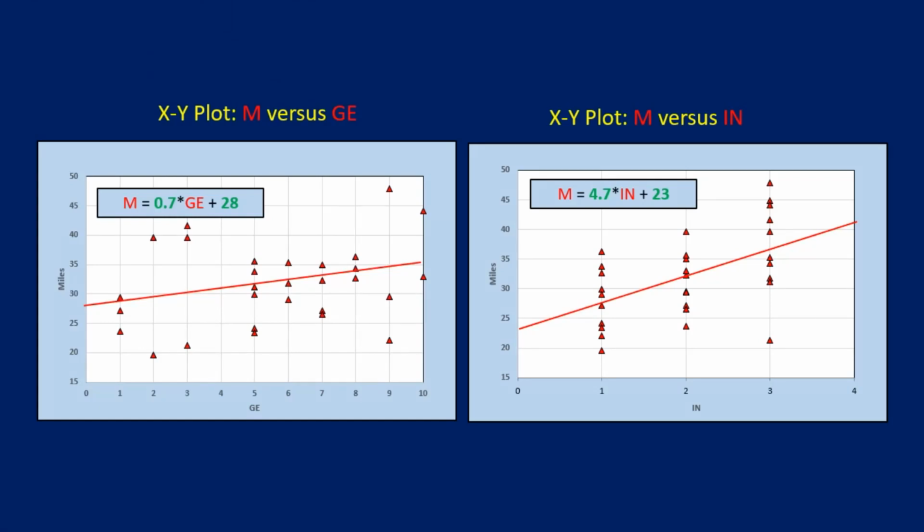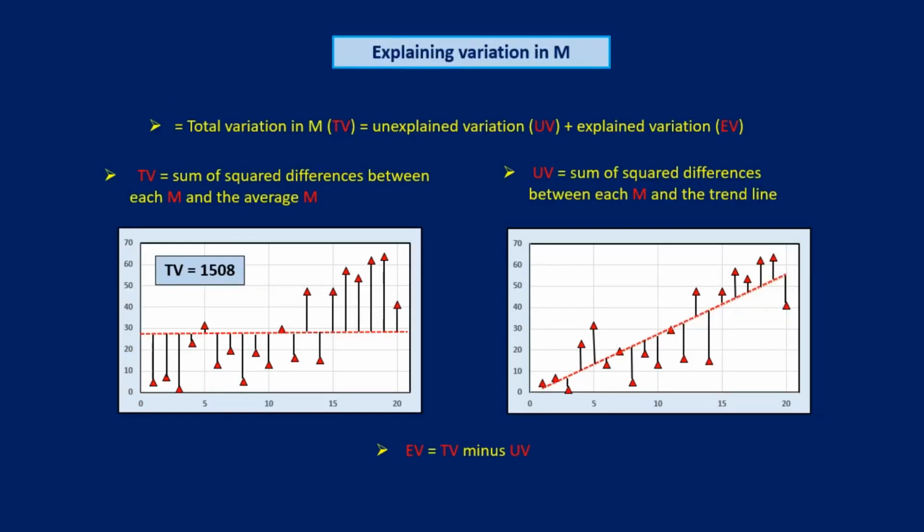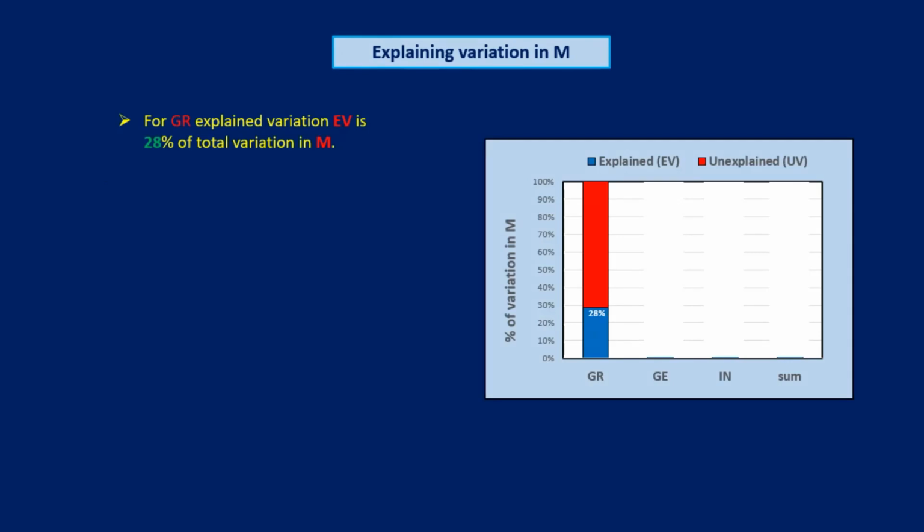We now ask LINEST to estimate the parameters of the equations for GE and IN. Here are the XY plots, the trend lines, and the estimated equations describing the trend lines. Last week, we talked about explained variation in m, which I referred to as EV. I said that EV is calculated as total variation in m, or TV, minus unexplained variation in m, or UV. This week, I want to conclude this class by showing you, for each of our explanatory variables, the percentage of TV that is explained by the simple regression for that variable.